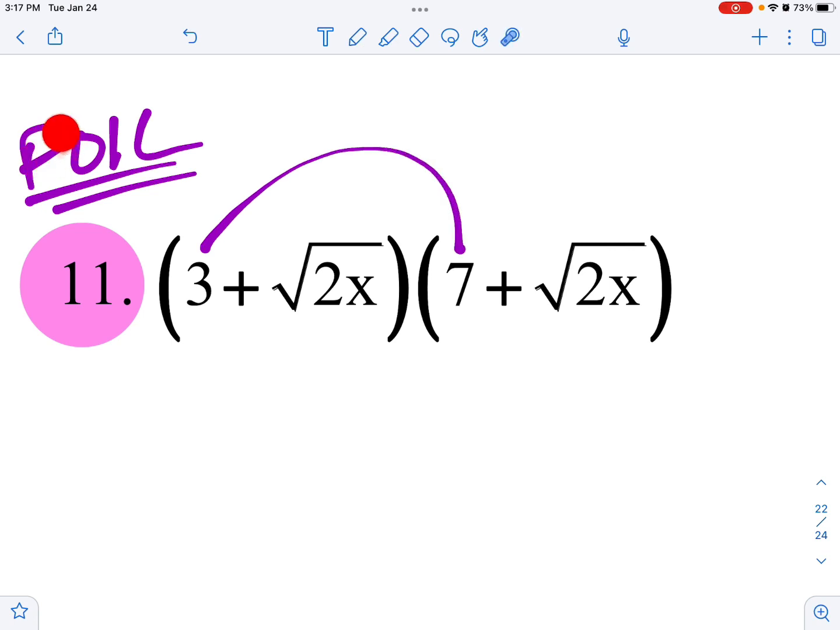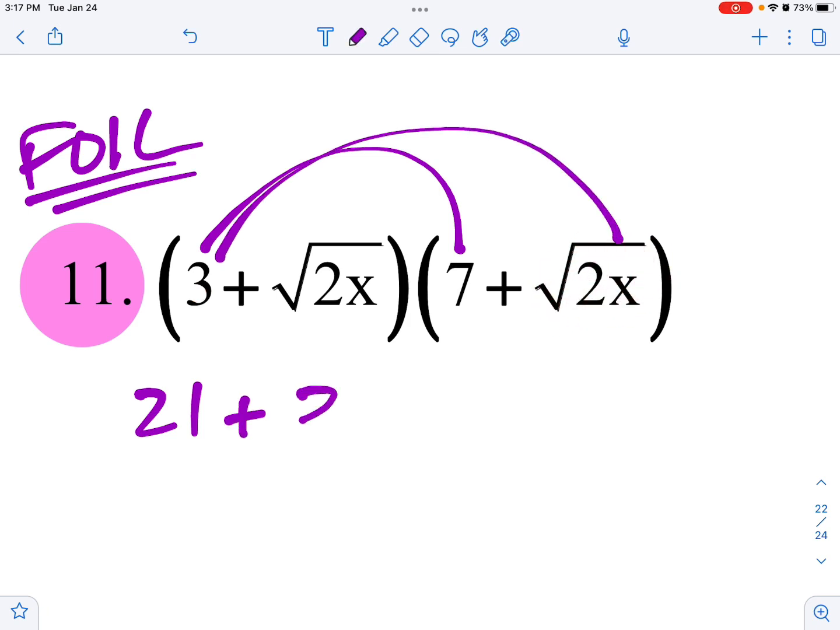That's what the F stands for, the first number times the first number, which is 21. Now I'm going to do the outside numbers. The O stands for this number times this number. When I do 3 times root 2x, I get positive 3 root 2x. This 3 is a whole number on the outside of a radical, and this is on the inside, so you can't magically shove the 3 on the inside. You just put it in front and then keep this the same. The I stands for inside, so that means this number times this number.